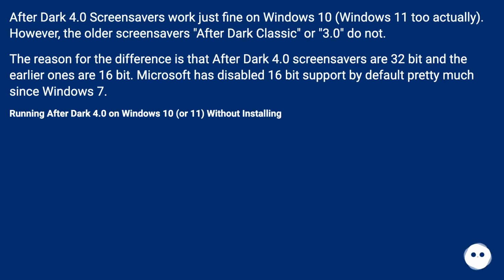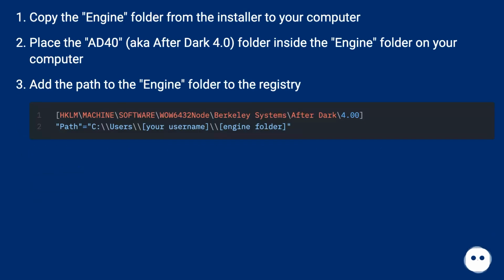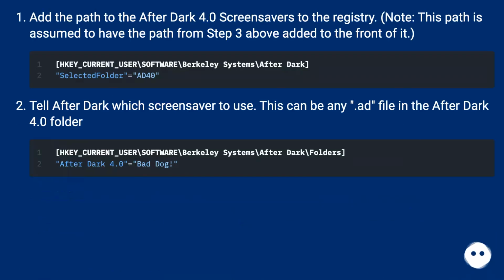Running After Dark 4.0 on Windows 10 or 11 without installing. Copy the engine folder from the installer to your computer. Place the add40 After Dark 4.0 folder inside the engine folder on your computer. Add the path to the engine folder to the registry. Add the path to the After Dark 4.0 screensavers to the registry. Note, this path is assumed to have the path from step 3 above added to the front of it.